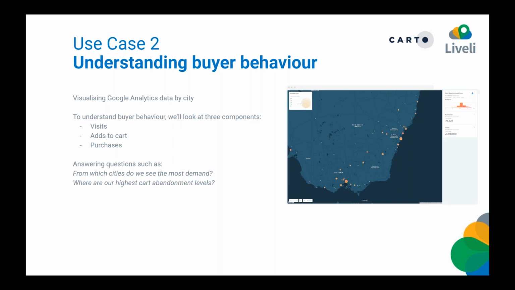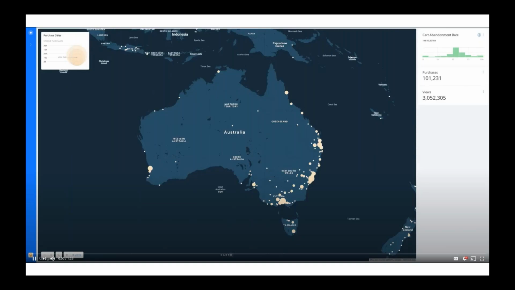And so, yeah, what we're going to be answering here are things like where do we see the most demand, and where are our highest cart abandonment levels. So for Big Red Group, this is a place, again, for them to spend some attention on certain cities, perhaps where they're having more success, and maybe others where there might be marketing and that sort of thing that can support their efforts there.